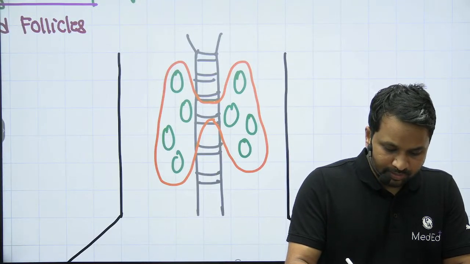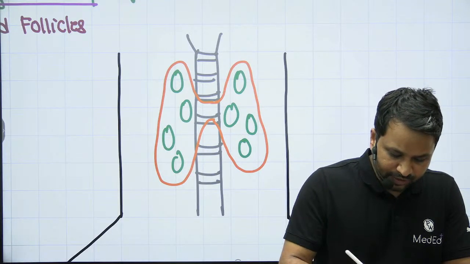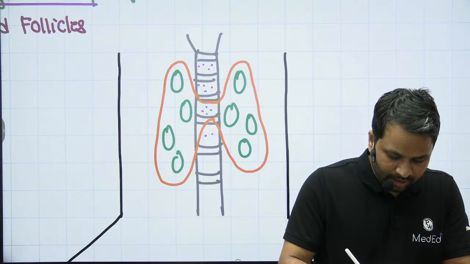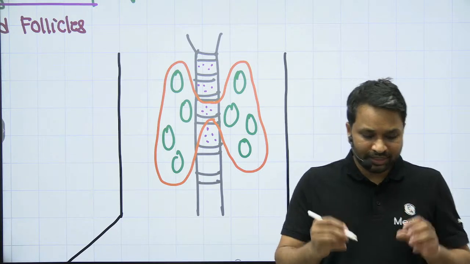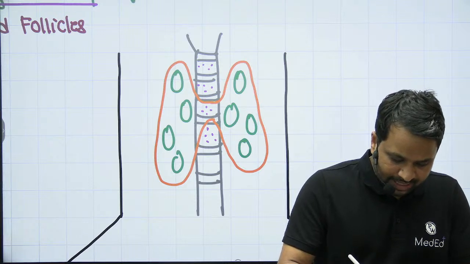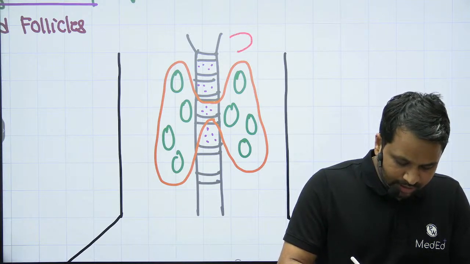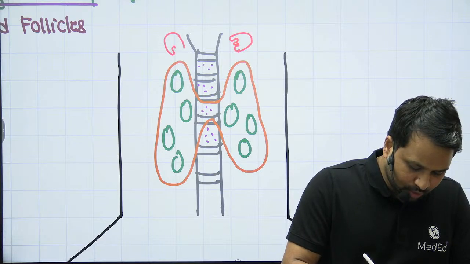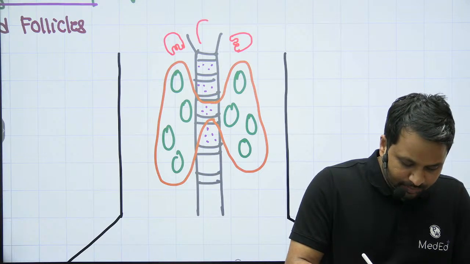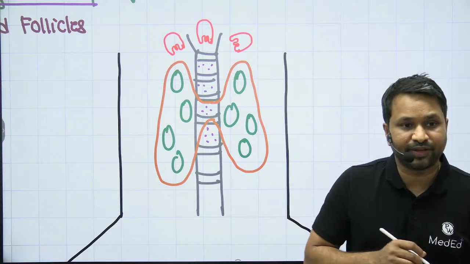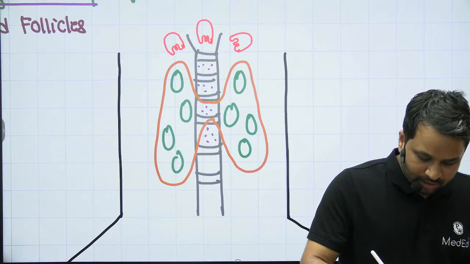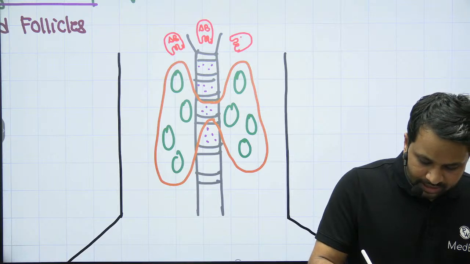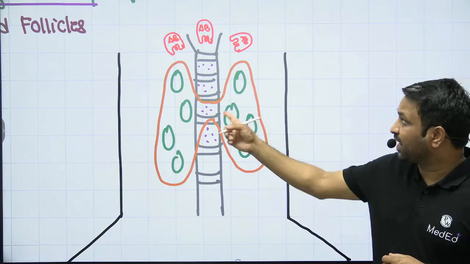So what is going to happen? There will be an upper respiratory tract infection. Let's say there's this viral infection that has occurred in the upper respiratory tract. Now, for these viral infections, antibodies are going to be synthesized. These antibodies are usually synthesized in response to these viral infections, right?